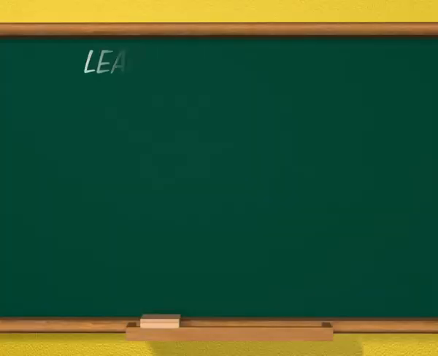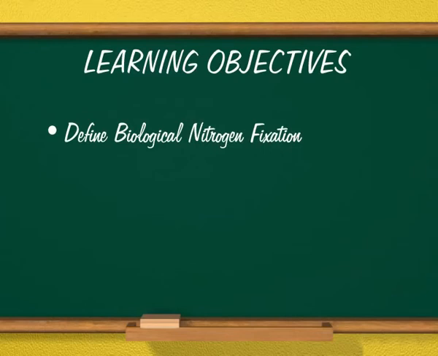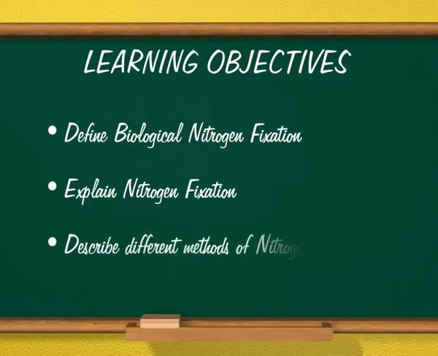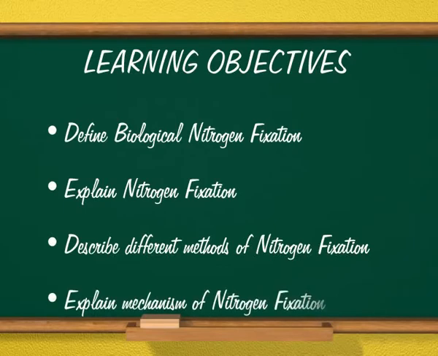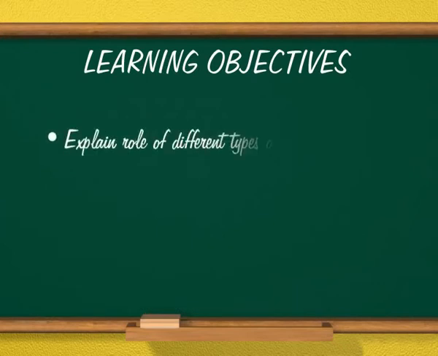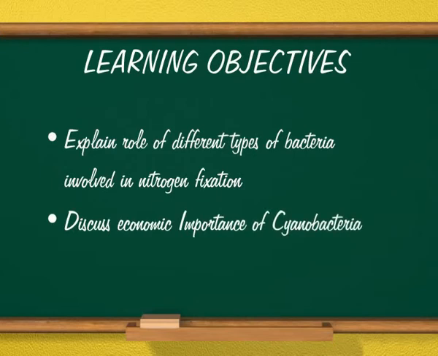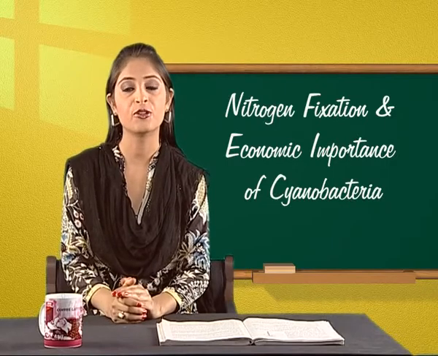Upon completion of this topic, learners will be able to define biological nitrogen fixation, explain nitrogen fixation, describe different methods of nitrogen fixation, explain the mechanism of nitrogen fixation, explain the role of different types of bacteria involved in nitrogen fixation, and discuss the economic importance of cyanobacteria. So students, these are the learning objectives for today's lesson.